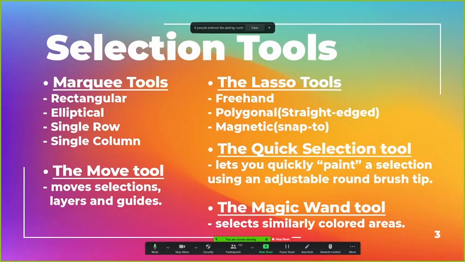Under the selection tools, yung marquee tools, yung na-demonstrate ko last time, mamaya de-demonstrate ko ulit sa Photoshop. Marquee tools: rectangular, elliptical, single row, single column. Tapos the move tool, moves selections, layers, and guides. The lasso tools: freehand, polygonal, and magnetic. And the quick selection tool lets you quickly paint a selection using an adjustable round brush tip. The magic wand tool selects similarly colored areas.